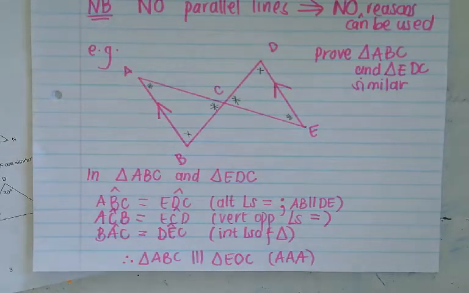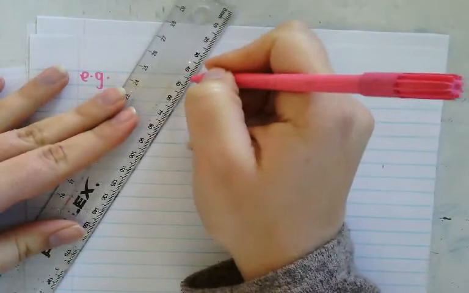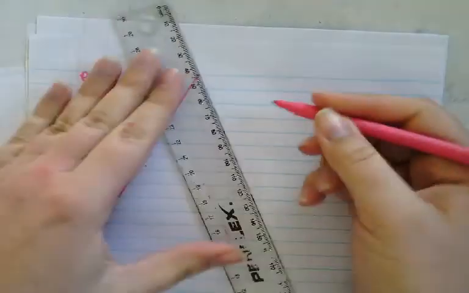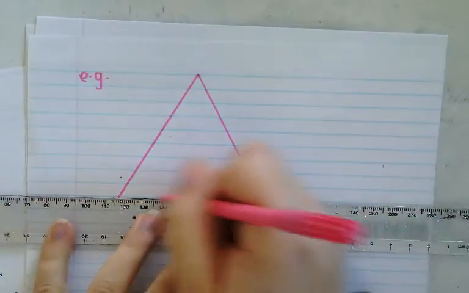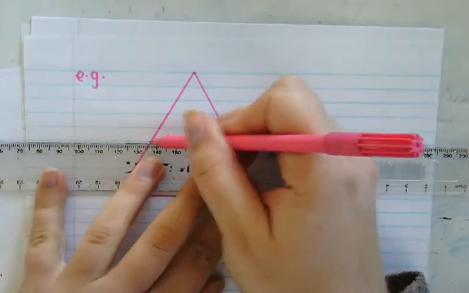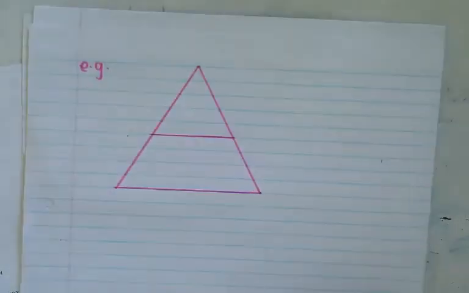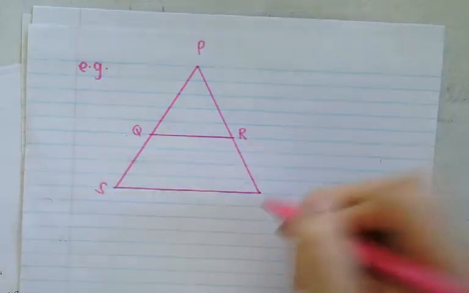Okay, our second example. I'm also going to draw one. Okay, there's my 2 triangles. I'm going to call it PQR and PST.